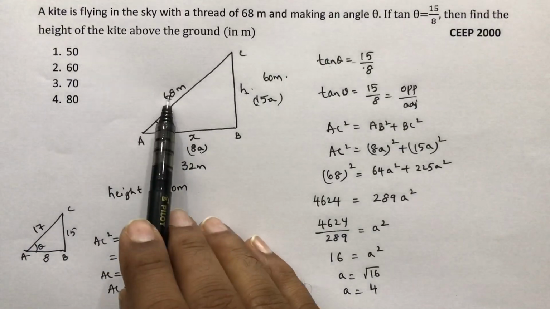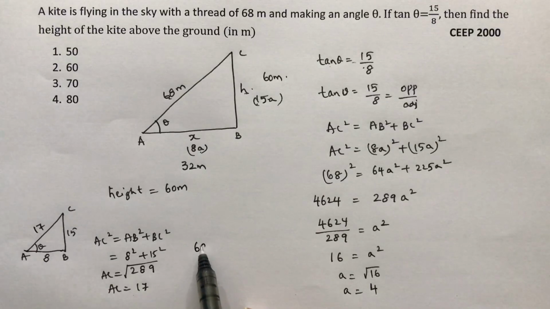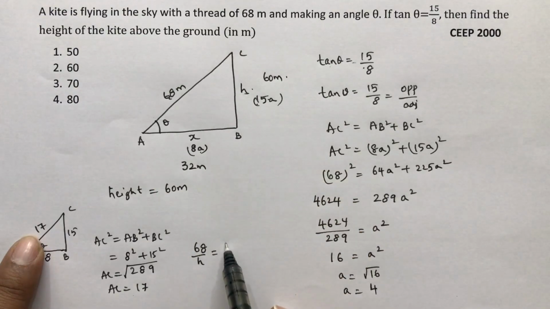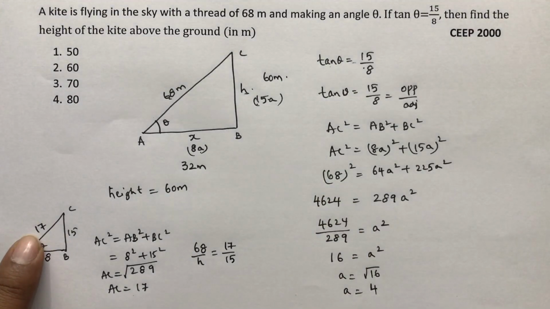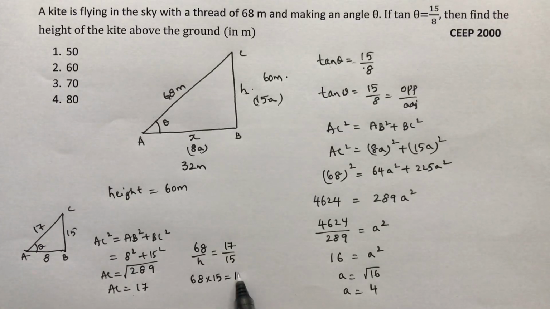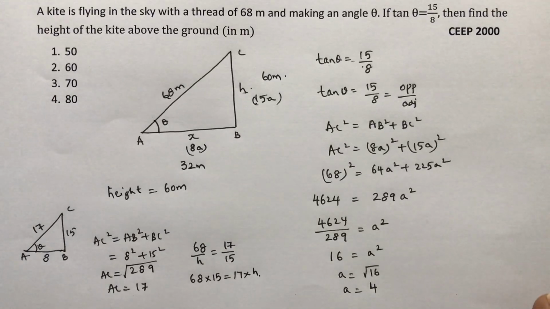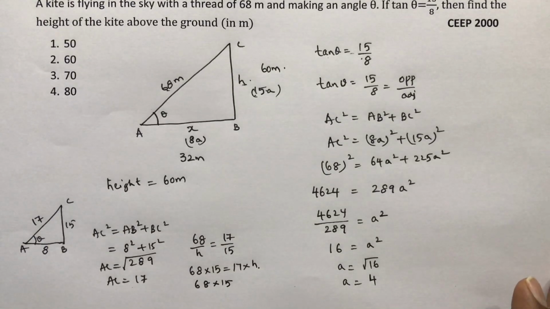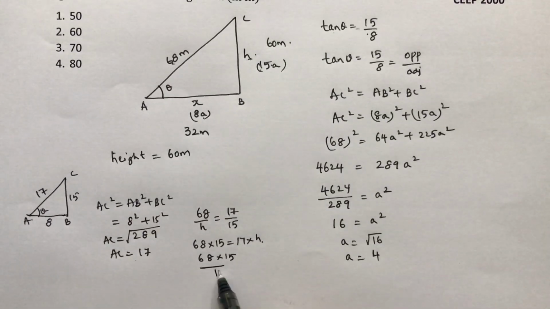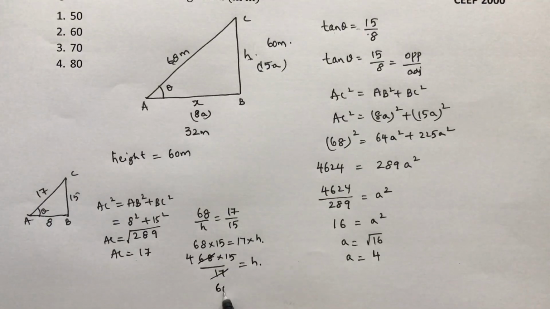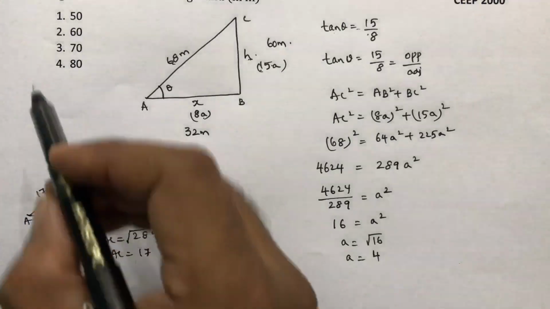Now 68 by H, you can compare with these ratios, like 17 by 15. If you cross multiply, 68 into 15 equals 17 times H. So H is 68 into 15 by 17. 17 times 4 is 68, so 4 into 15 is 60. So here 60 meters. So the correct option is 2.